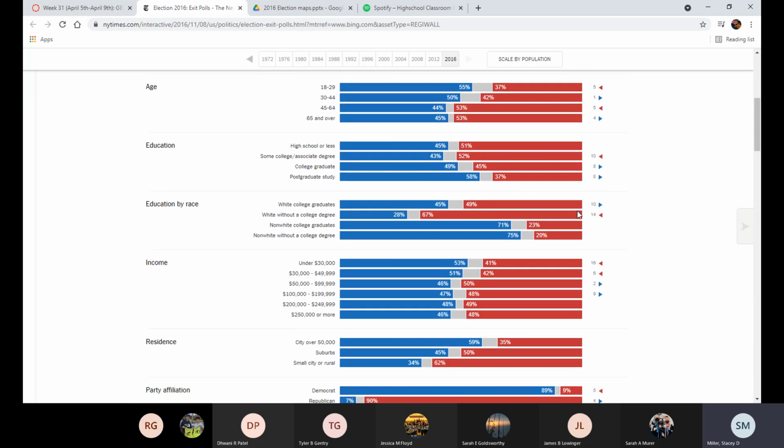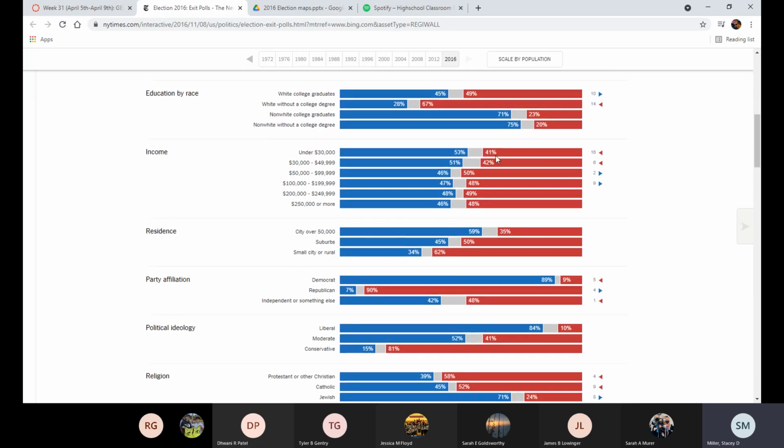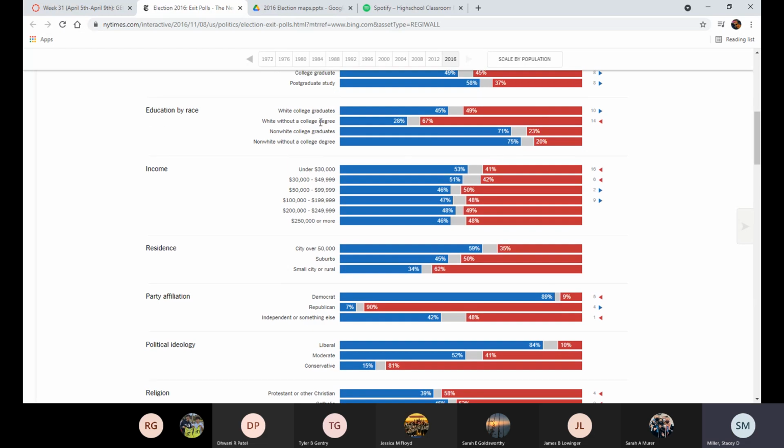With education, those with a postgraduate or college degree are tending more likely, at least in this election, to vote on the Democratic side with Hillary Clinton, whereas those with a high school education or less, or some college or an associate degree, tended to vote with Donald Trump here. And then you can see an even more stark difference here when you look at education by race, right? White college graduates, 45% for Hillary Clinton, 49% for Trump. But if you look here, white without a college degree, 28% for Hillary Clinton, 67% for Donald Trump.